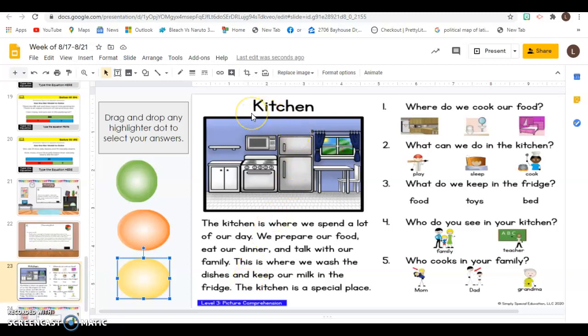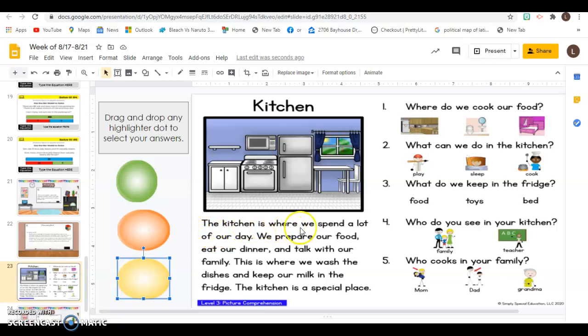The title says Kitchen. And we look at the illustration that they've given us, and it's an illustration of a kitchen. So we have a pretty good idea that the topic we're going to be reading about today is the kitchen. So follow along with me.